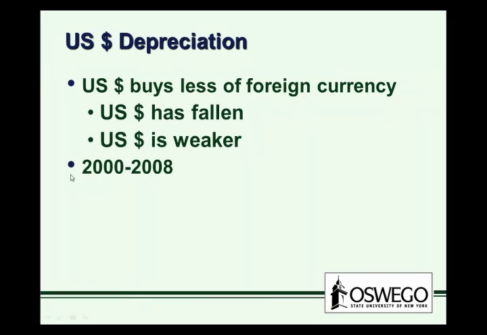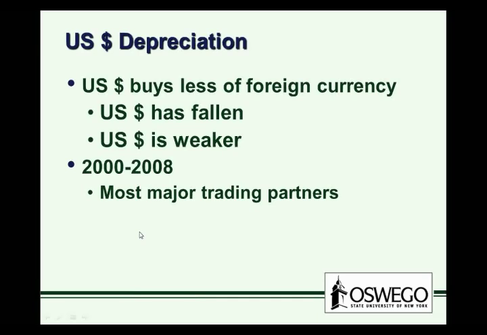So for example, if we look at exchange rate data from 2000 to 2008, you would actually see for most major trading partners, the US dollar depreciated substantially. 1 US dollar buying fewer and fewer currency. It was true of the Canadian dollar, the yen, the euro, the British pound sterling, a lot of our major trading partners.